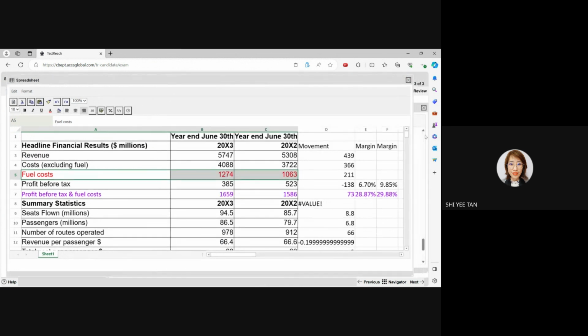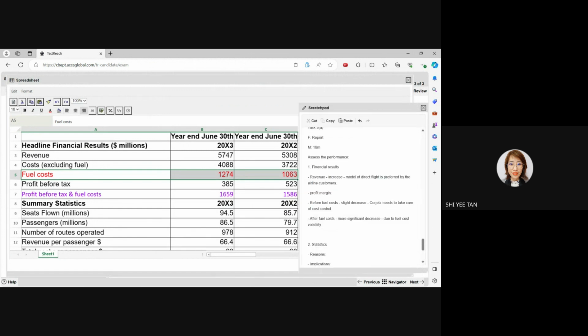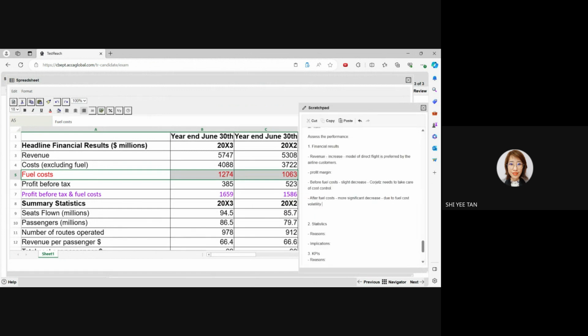So where is my touch? Okay, scratch pad. So due to the fuel cost, this is the reason. Do you see? Then I can straight away write the implication already. What's the implication? It means the cost efficiency will be difficult to maintain, right? That's the implication, the indication of this fuel cost increase. And so it makes the margin drop very, very significantly.